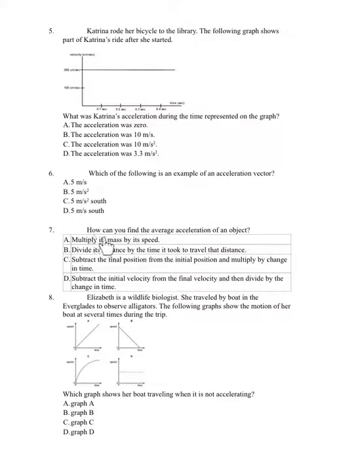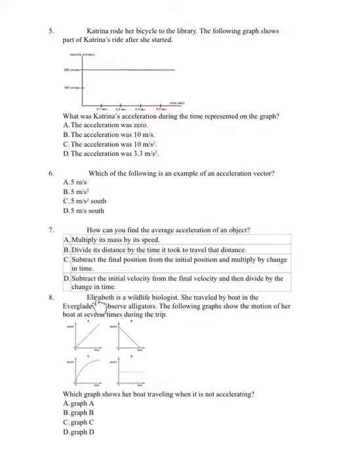Number 7. How can you find the average acceleration of an object? A. Multiply its mass by its speed. B. Divide its distance by the time it took to travel that distance. C. Subtract the final position from the initial position and multiply by the change in time. D. Subtract the initial velocity from the final velocity and then divide by the change in time.